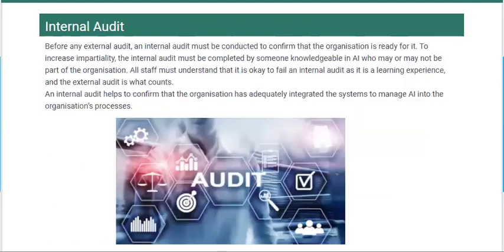Internal audit. Before any external audit, an internal audit must be conducted to confirm that the organization is ready for it. To increase impartiality, the internal audit must be completed by someone knowledgeable in AI who may or may not be part of the organization. All staff must understand that it is okay to fail an internal audit as it is a learning experience, and the external audit is what counts. An internal audit helps to confirm that the organization has adequately integrated the systems to manage AI into the organization's processes.